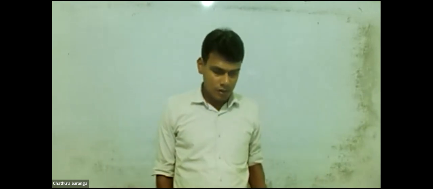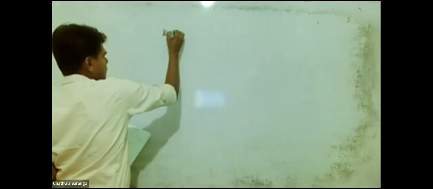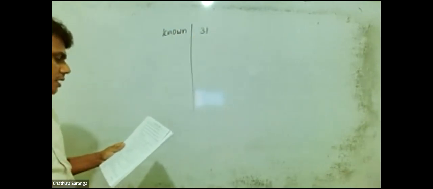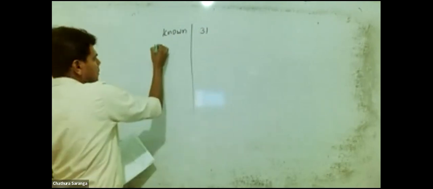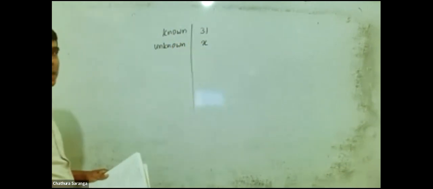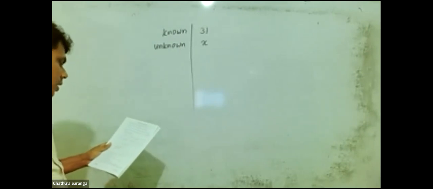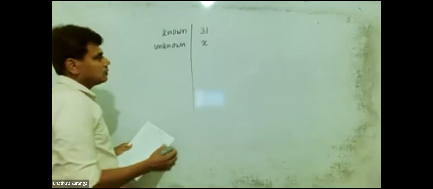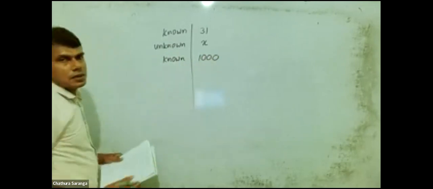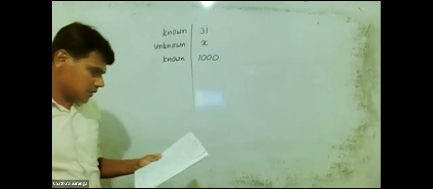First one, the number of days in January, known or unknown? Known. Then the answer is 31. Second one, the number of books in Nimal's school bag. Unknown. You can write X, Y, Z, A, B, C, D, any simple letter. The number of milliliters in 1 liter. Known. Answer 1000. For 1 liter, 1000 milliliters.